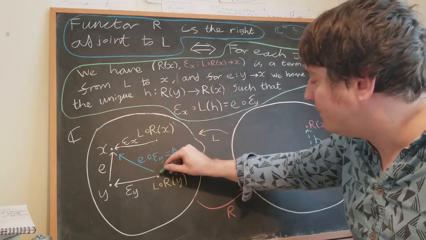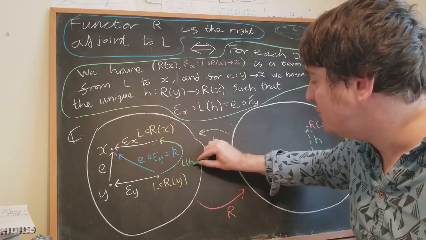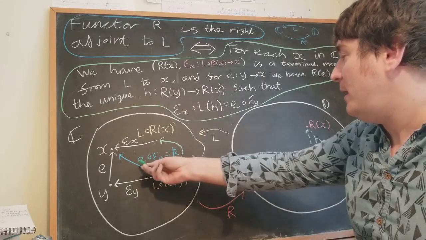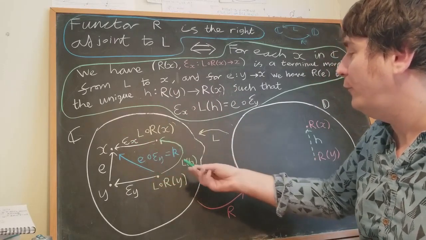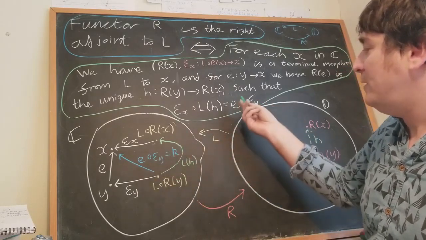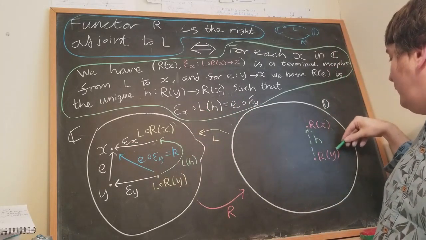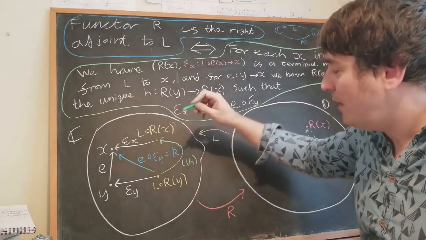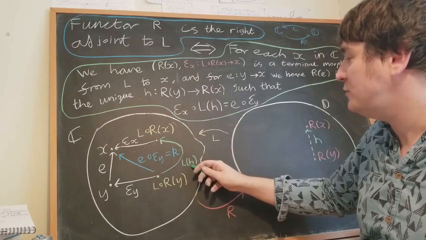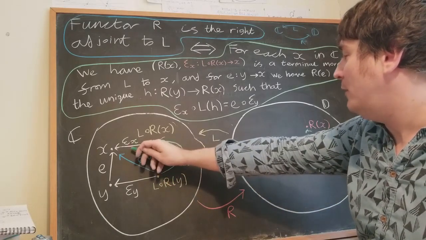So to spell it out, it means that there's going to be some unique H which has the property that L of H makes this diagram commute, in the sense that K is equal to epsilon X after L of H. Or to expand it out, what we've got is that E after epsilon Y, which is K, is equal to epsilon X after L of H, okay? So there's going to be this unique arrow here from R of Y to R of X, which if we apply L to it, makes this triangle commute, in the sense that K is equal to epsilon X after L of H. In other words, E after epsilon Y is equal to epsilon X after L of H.